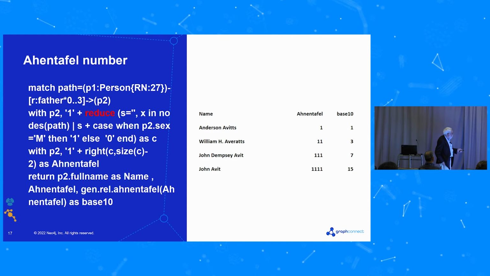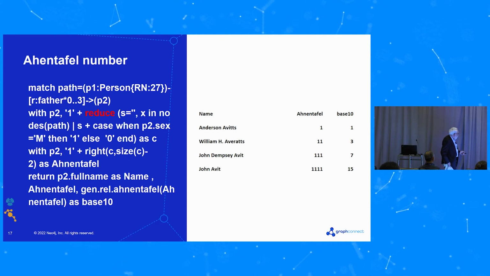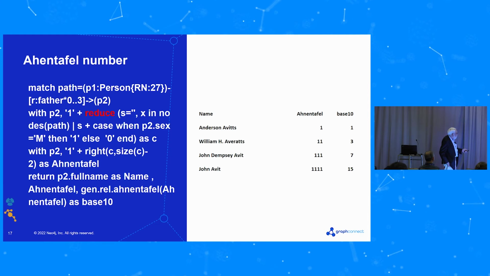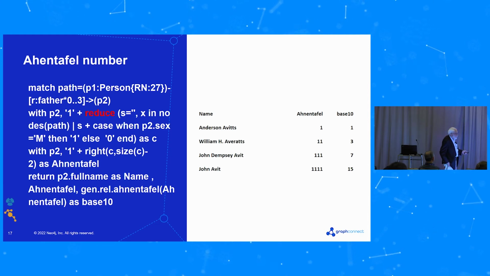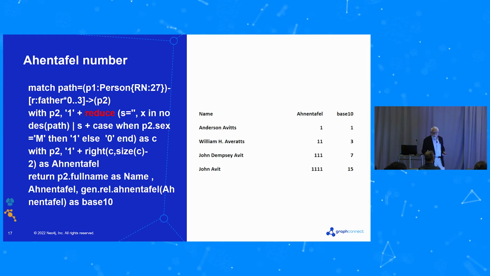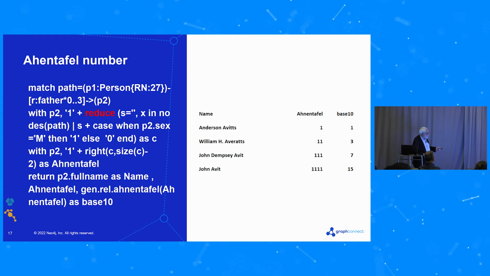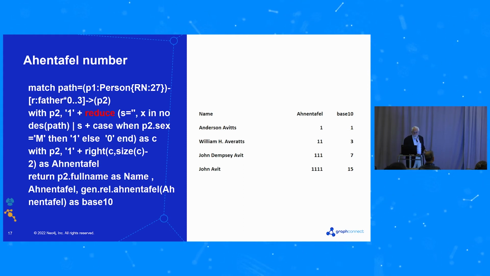This happens to be a total patrilineal line, so it's all 1s. And then we have a little function over here that converts that from base 2 into base 10, which gives you the commonly used Ahnentafel number. So we're really using the reduce function to create a concatenated base 2 number.